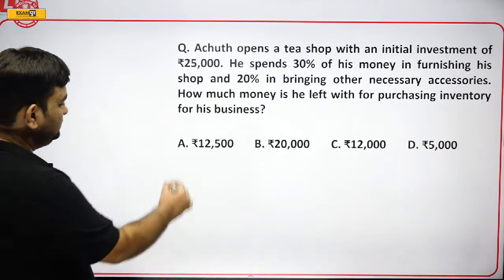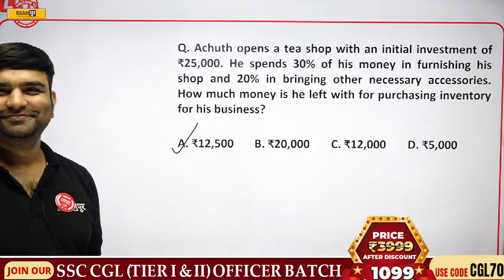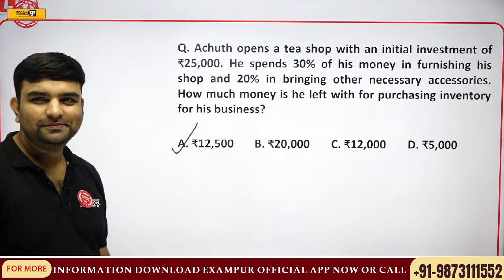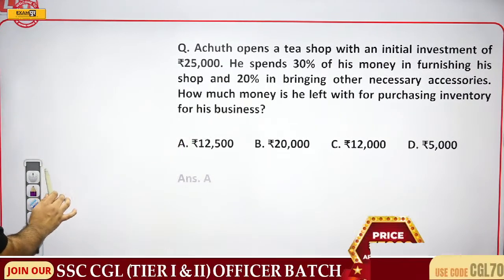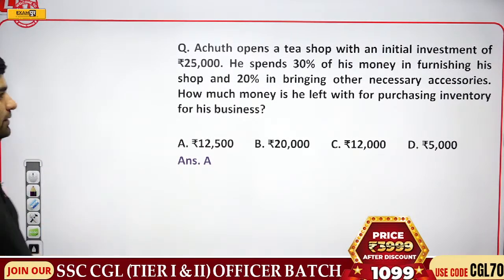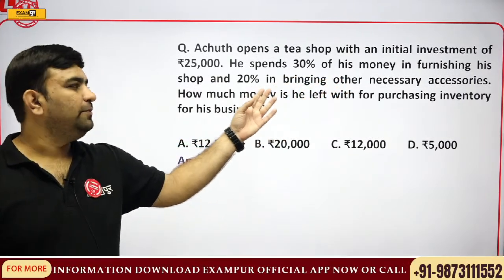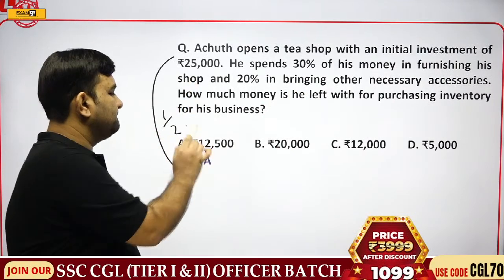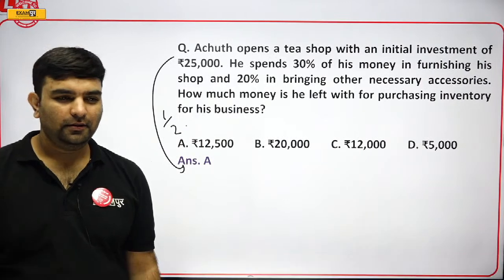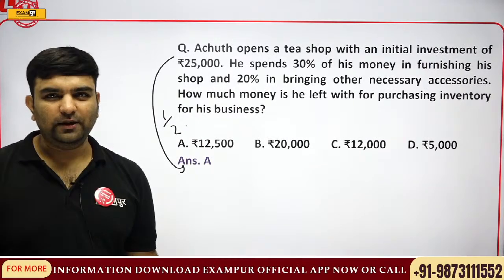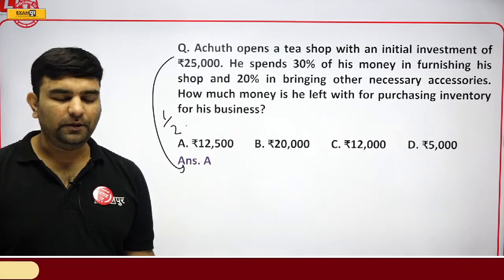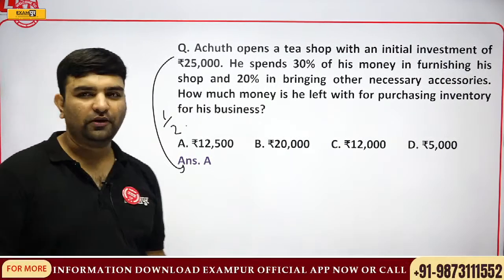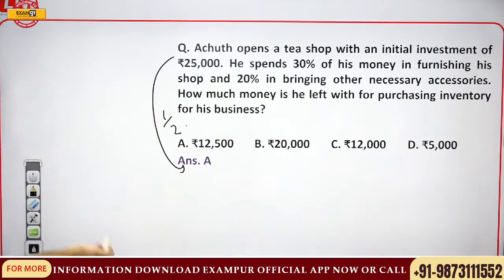50% left. 30% furnishing, 20% other necessary items, 50% remaining. 50% is half. 30% gone, 20% gone, 50% remaining, so half of the total is remaining. Half of the total is 12,500.